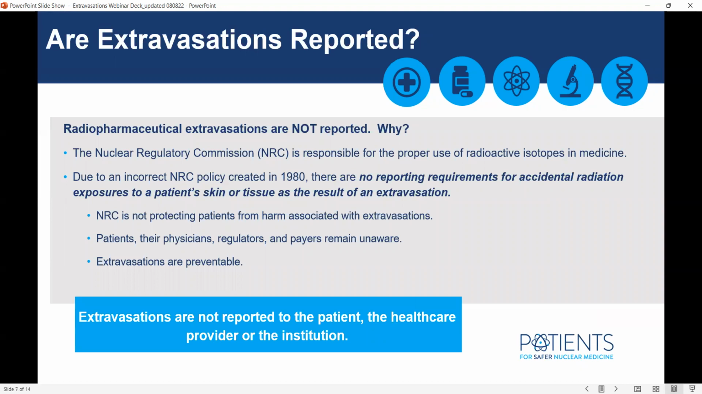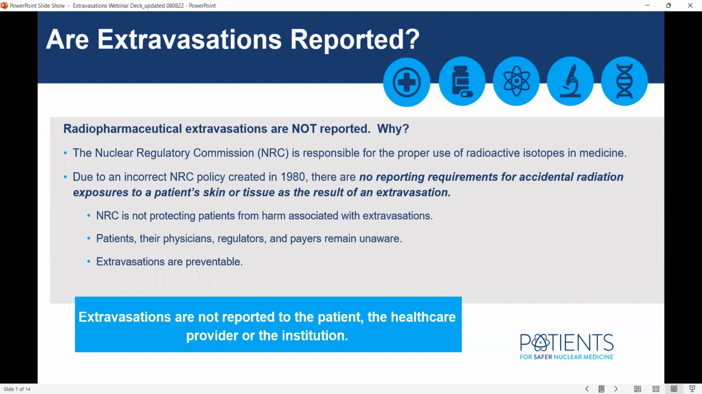Why aren't they reported is probably the question you're asking yourself. The Nuclear Regulatory Commission, known as the NRC, is responsible for the proper use of these radioactive isotopes in medicine. Due to an incorrect NRC policy created in 1980, there are no reporting requirements for accidental radiation exposures to a patient's skin or tissue as the result of a large extravasation.